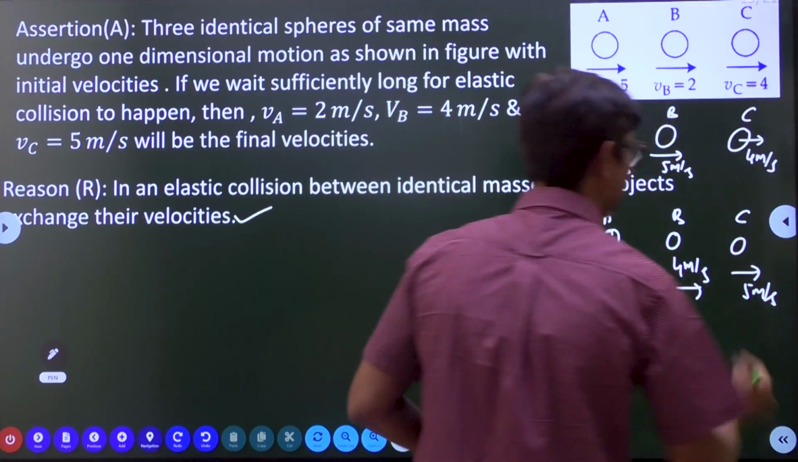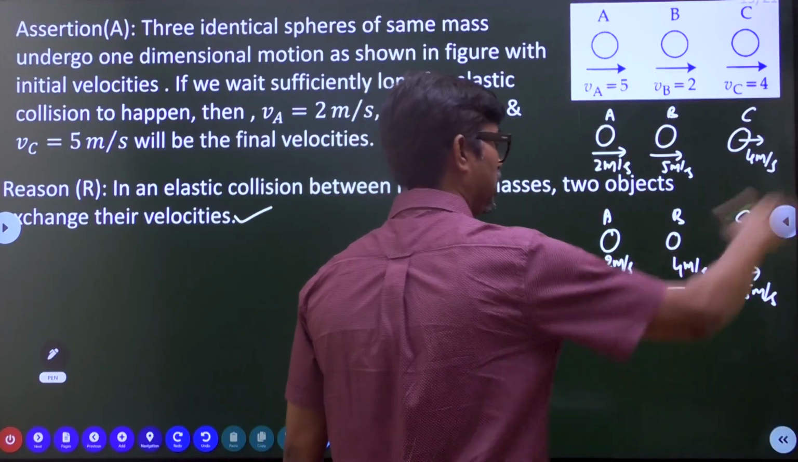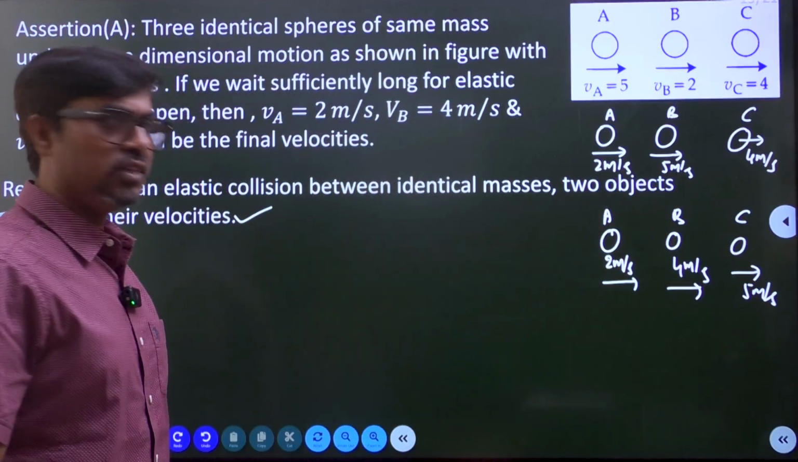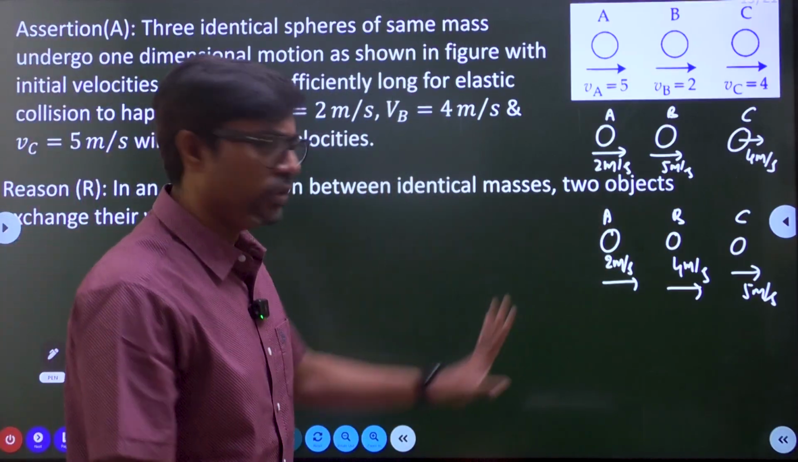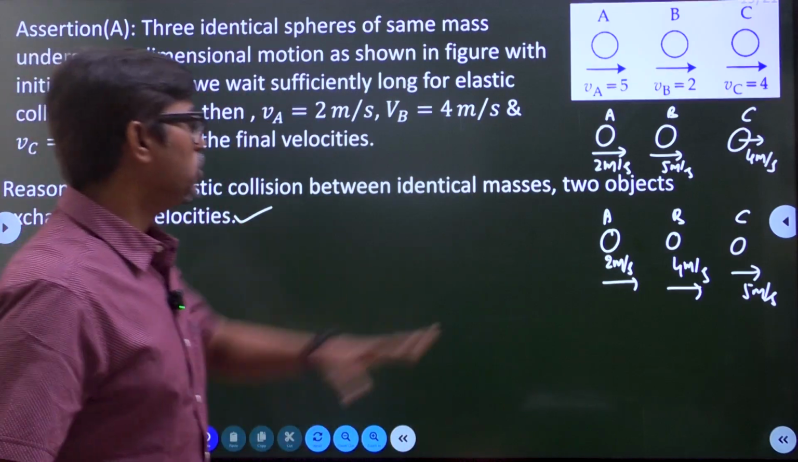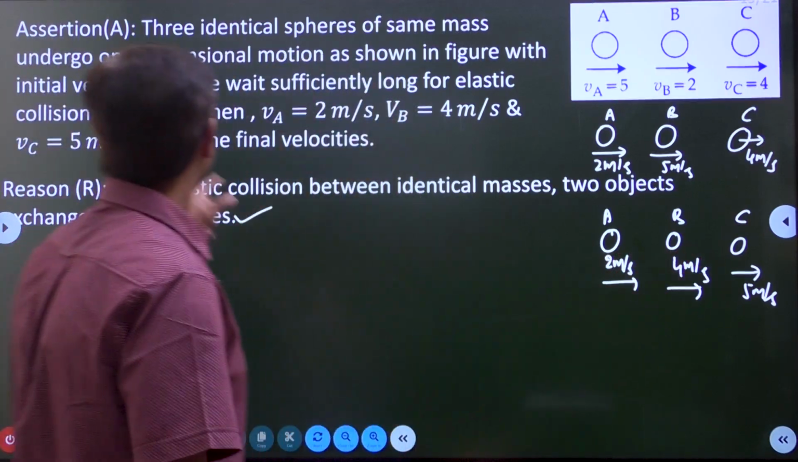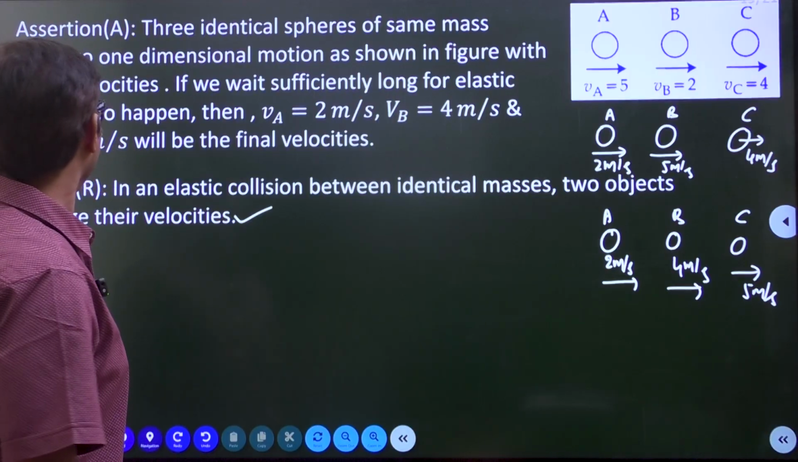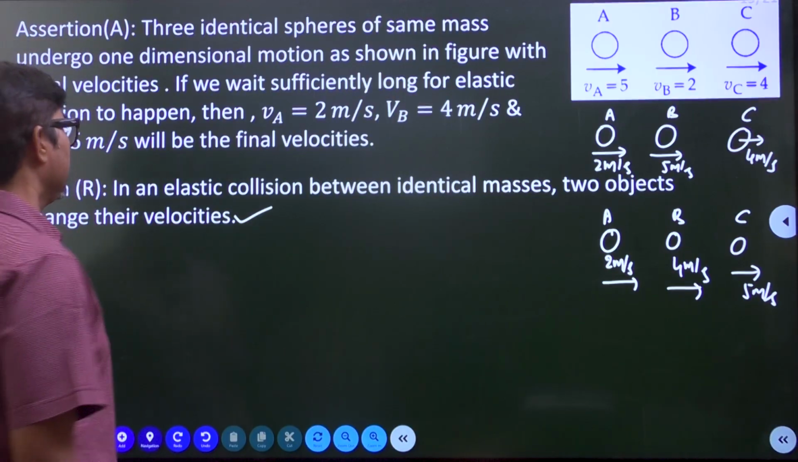And after that, you see C will continue to go, and B is going, A is going. You see, every time the leader has more velocity than the follower, so there is not going to be any more collision. Totally two collisions happen there. So this is the final situation you have, and that's what they are saying: VA equal to 2 meter per second, VB equal to 4 meter per second, and VC equal to 5 meter per second.